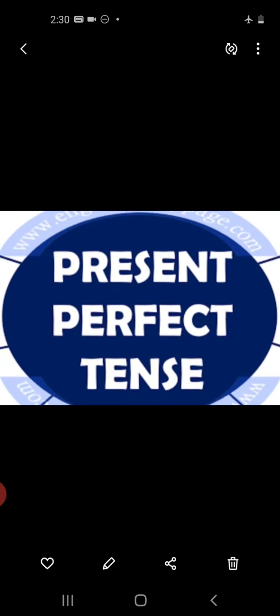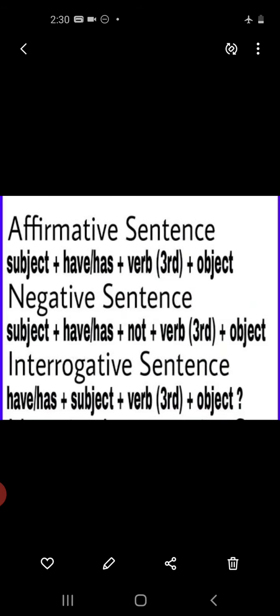Now, the third one is present perfect tense. Guys, present perfect tense is used to show an action that has just been completed. It is used to show an action which started in the past and is still continuing. It also expresses an action which took place in the past, but the results of which we can see or feel in the present time. Guys, this tense also shows a past event, the time for which is not mentioned. Alright, have a look at the rules.